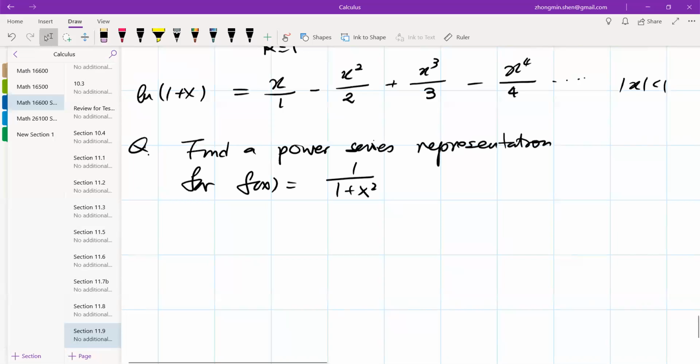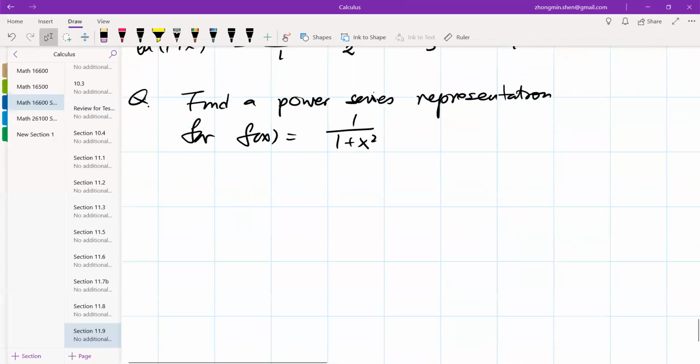So like example 2, say find a power series representation for the function 1 over x plus 2. Now this is actually finding a power series representation at 0, the origin. Okay? So find the power series representation. How do you do that, right? This is very similar to the 1 over 1 minus x. I know, just recall that formula, right?